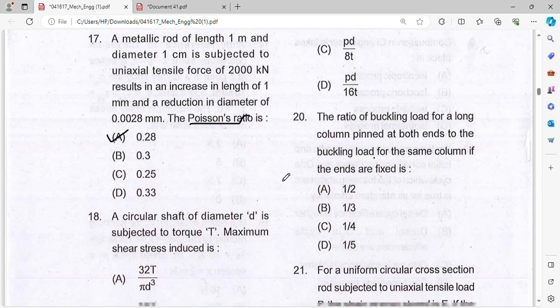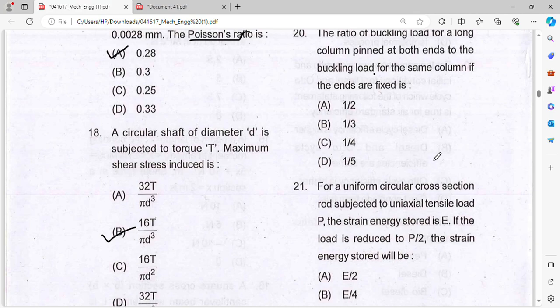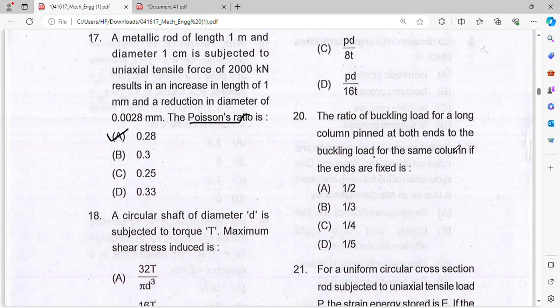The ratio of the buckling load for a long column pinned at both ends to the buckling load for the same column if the ends are fixed.